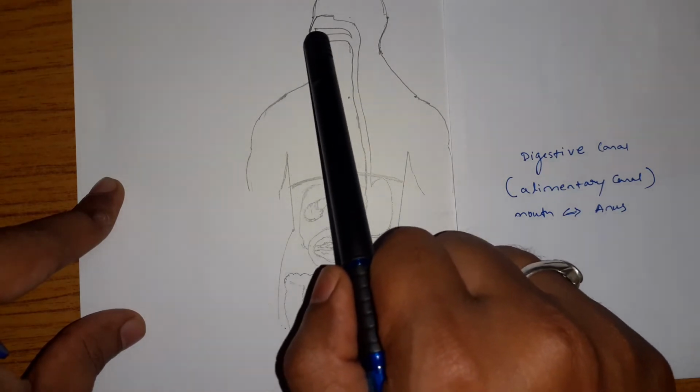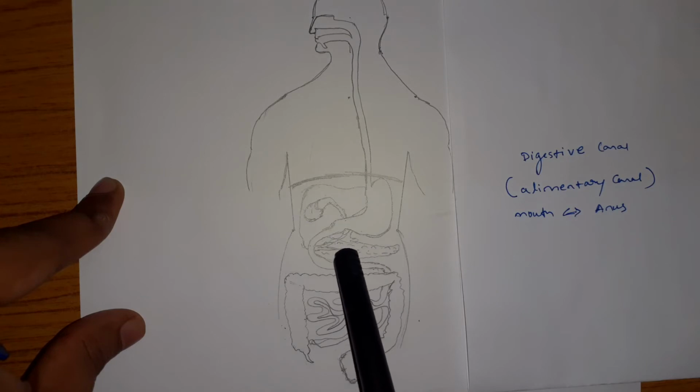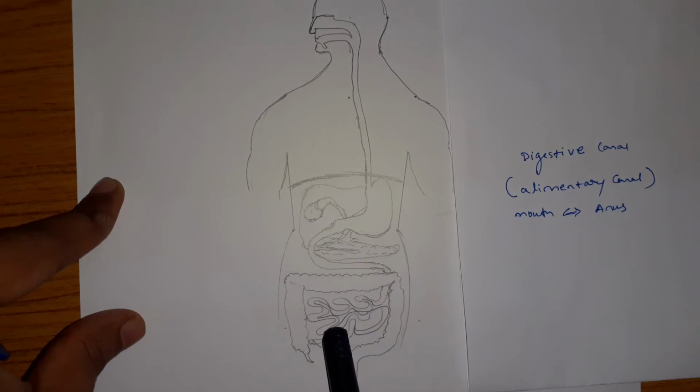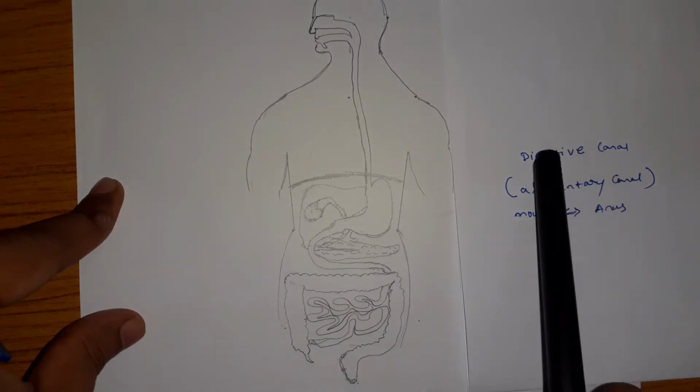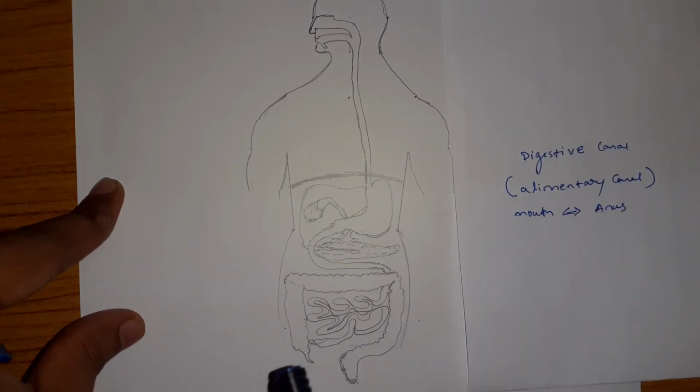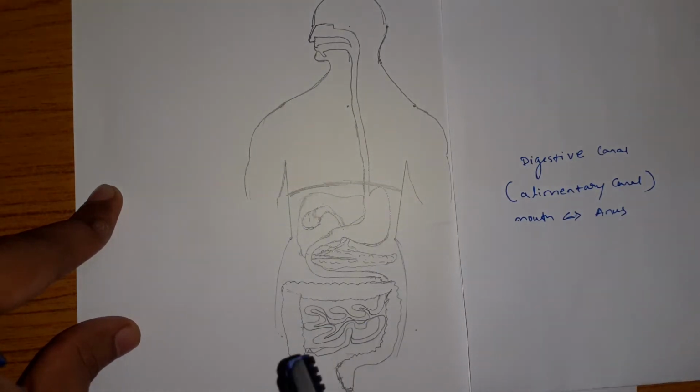This path, here the food will enter, then into the stomach, then the small intestine, then it will enter the large intestine, and finally it will be excreted through the body. This complete path is known as the alimentary canal or digestive canal. Remember this. Now we will see the very important parts of this alimentary canal or digestive system.